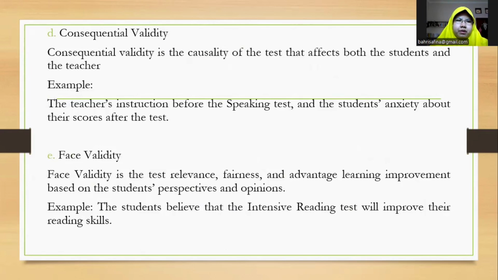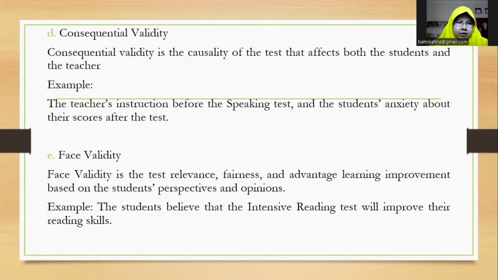The fourth type is consequential validity. It is about the impact of the test that will affect both the teachers and the students before and after the test. For the example, the speaking test gives many impacts for both the teacher and the students before and after the test.